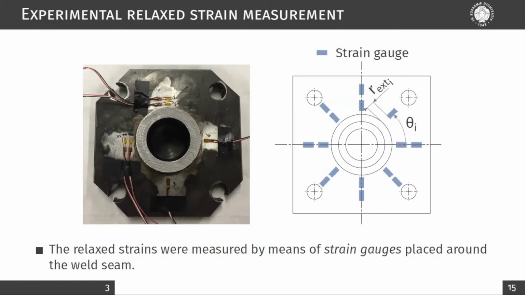The strain gauges were placed nearby the weld seam at different radial and angular coordinates as shown in the figure here, where Rx is the distance between the weld toe and the strain gauge, while theta is the angular coordinate initialized at the welding starting point.